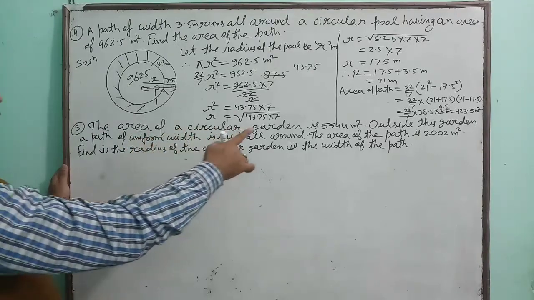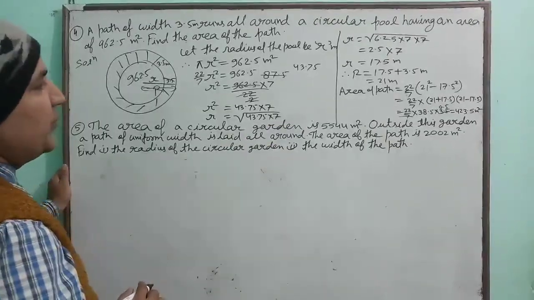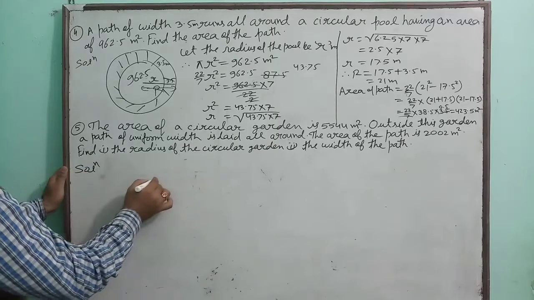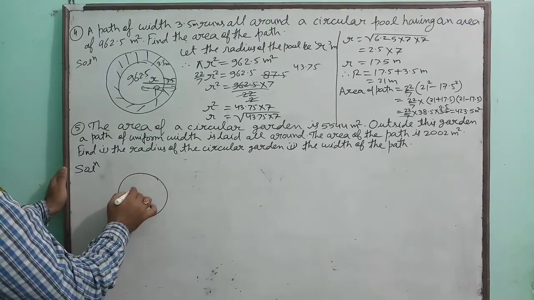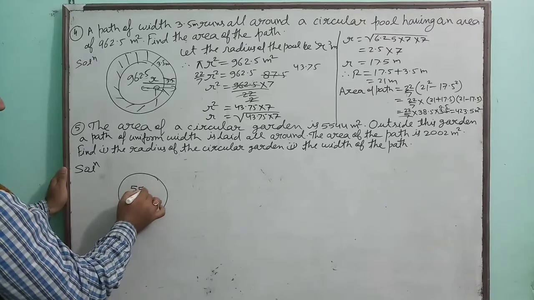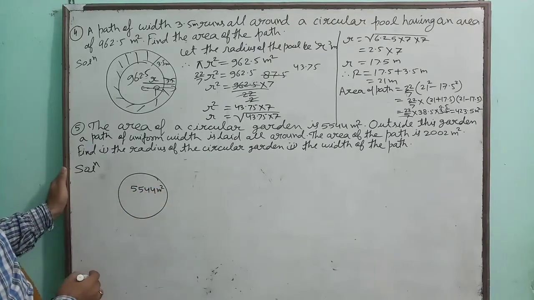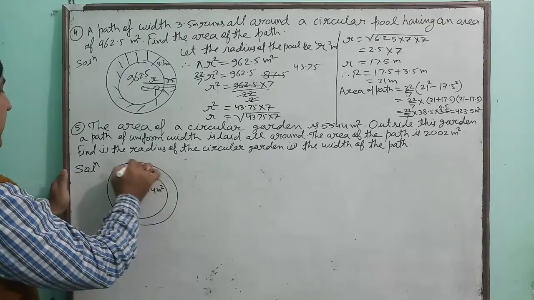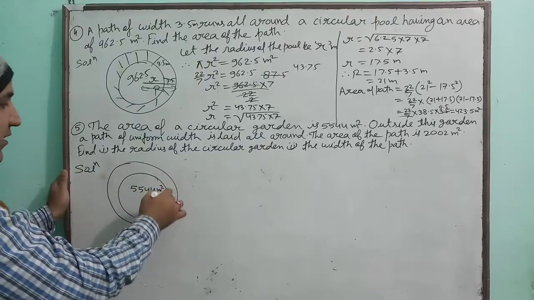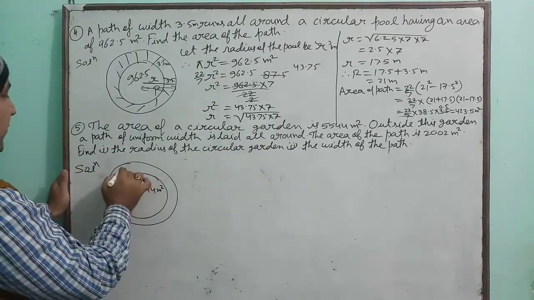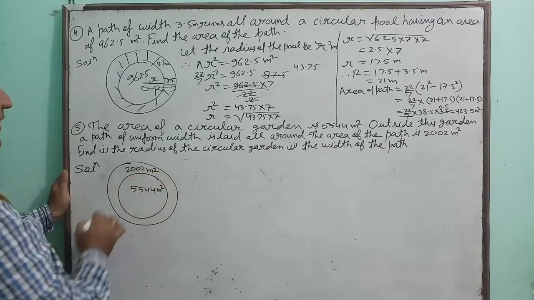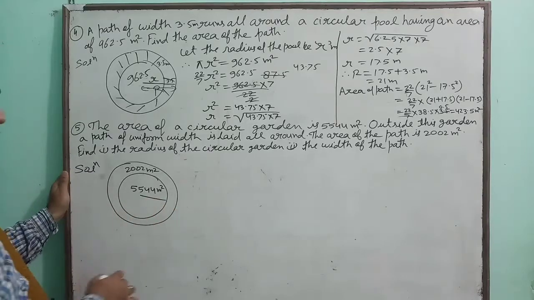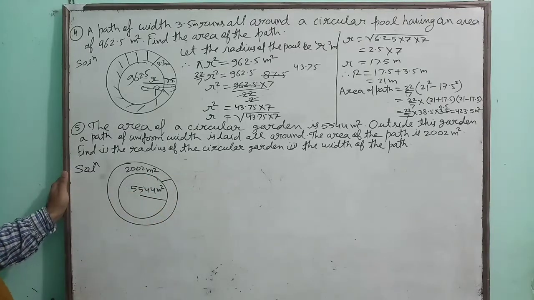The area of a circular garden is 5,544 meters square. Outside this garden, see once again, if you draw the diagram, then this is the one circle. Its area is 5,544 meters square. And outside this, one path of uniform width is laid. See, uniform means everywhere the width is equal. The area of the path is 2002 meters square. Then we have to find the radius of the circular garden also and width of the path also. So see how to do.